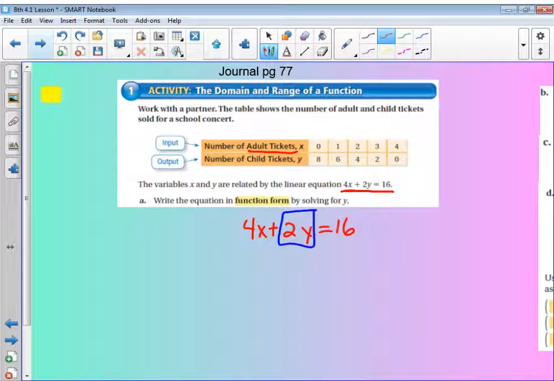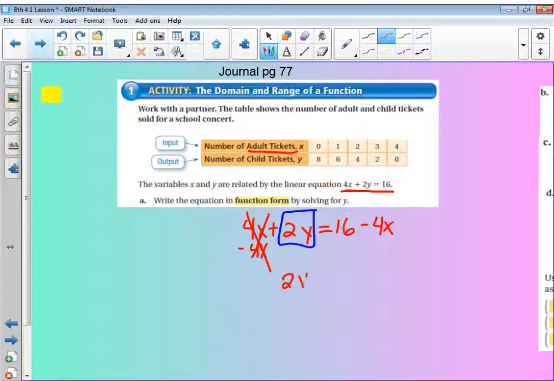Well, right now it's positive 4x, so we're going to subtract 4x. Remember, whatever you do to one side of your equal sign, you have to do to the other. Now, you guys are used to having these equations with the x in the front part. So now this is what I have. I'm just going to rearrange.